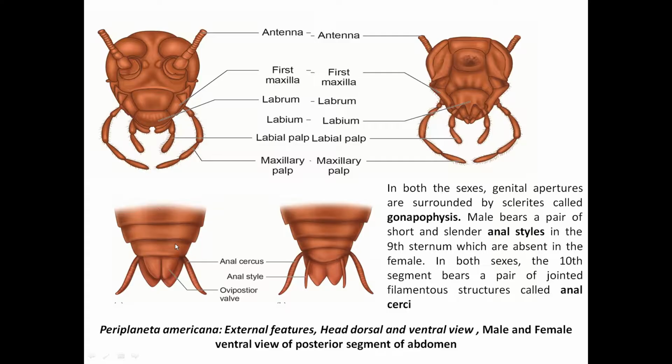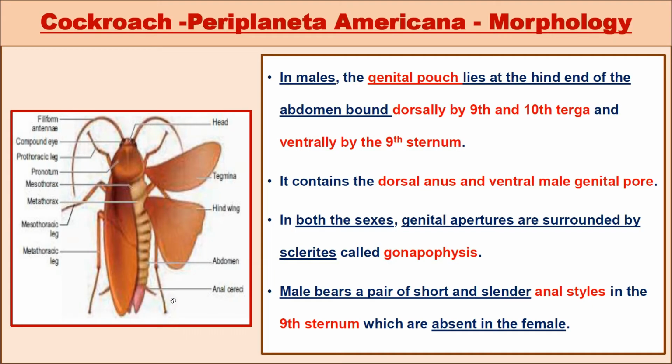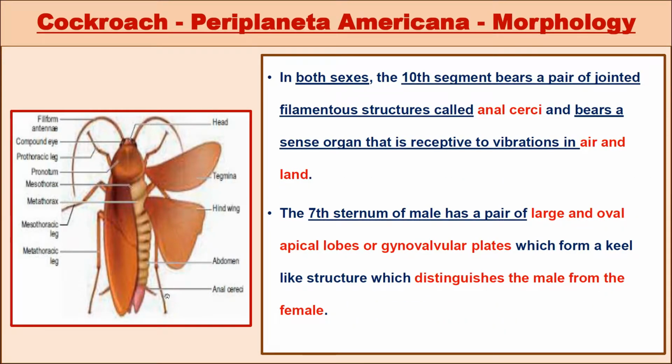cocoons are formed. In the male cockroach, there is a pair of short, slender anal styles in the 9th segment. These anal styles are absent in the female. In both sexes, the 10th segment bears a pair of jointed filamentous structures called anal cerci. And these bear the sense organs that are helpful for detecting vibrations in the air and on the land.